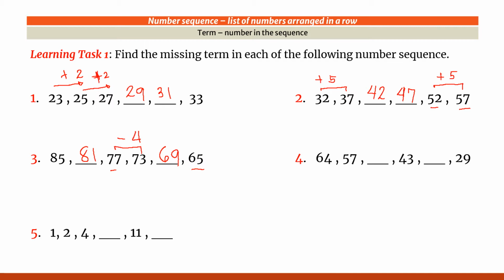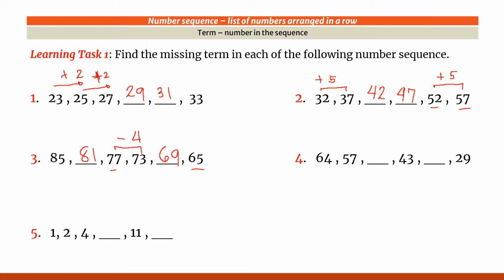Okay? Next, we have problem or sequence number 4. 64, 57, blank, 43, blank, 29. So saan tayo titingin ng pattern? Yung dalawang magkasunod na terms, 64 and 57.